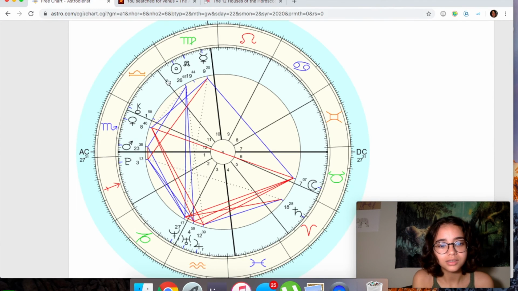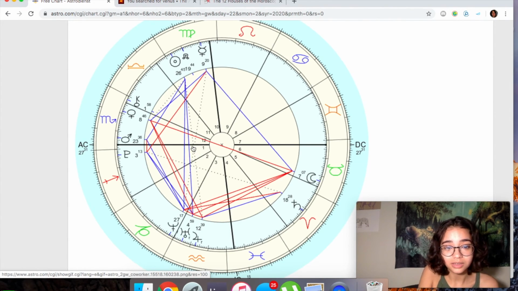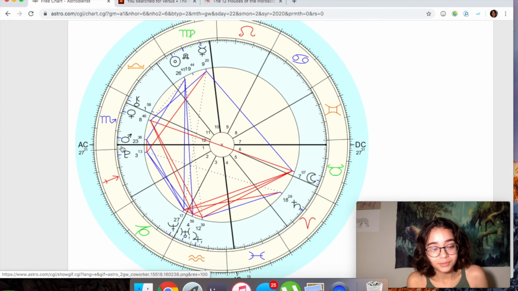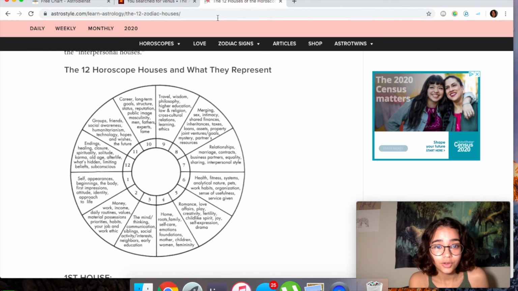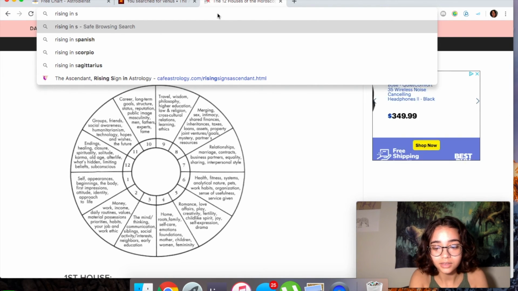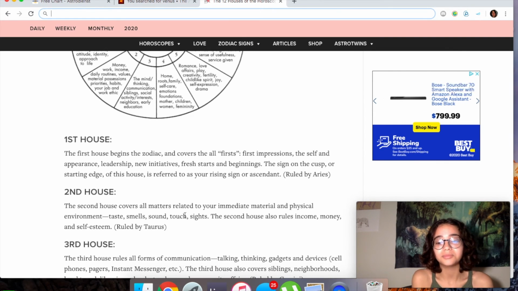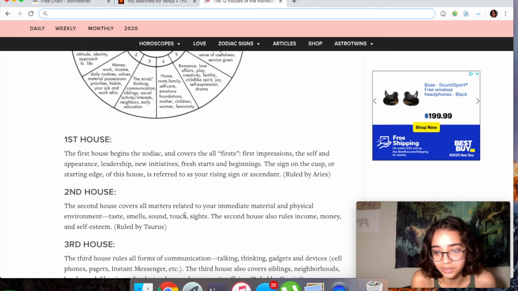Everybody's chart is different. And with that being said, now that I went on a rant from talking about simply the ascendant, if you want to look at what your ascendant sign means, you would look where this line is pointing. It's pointing to Scorpio, so you would look for rising in Scorpio, and then get the meaning of what that placement means. And I'm 100% sure you will relate to it.